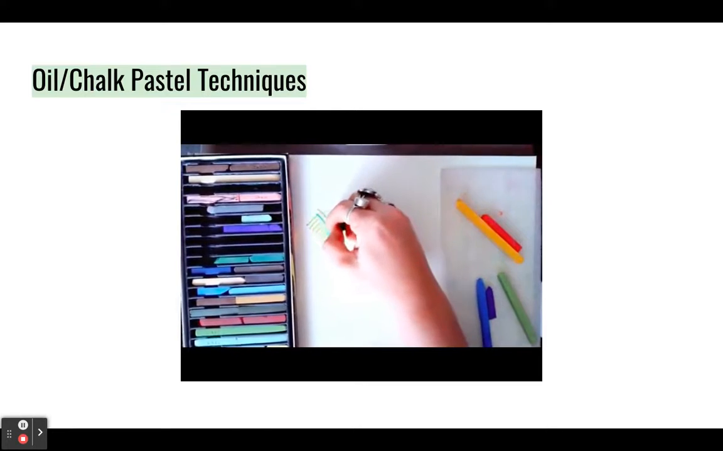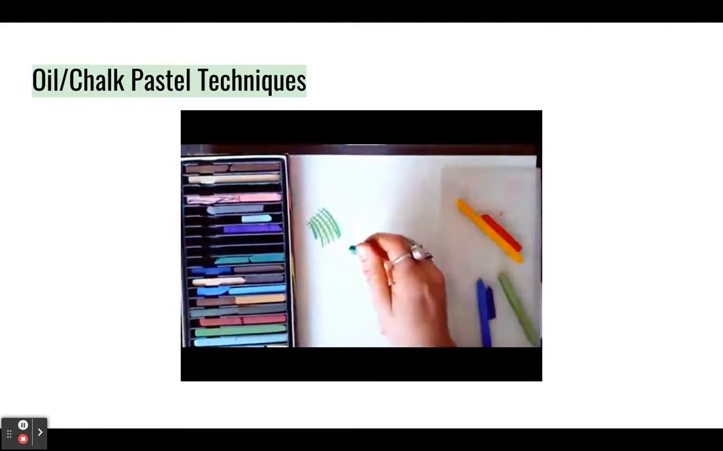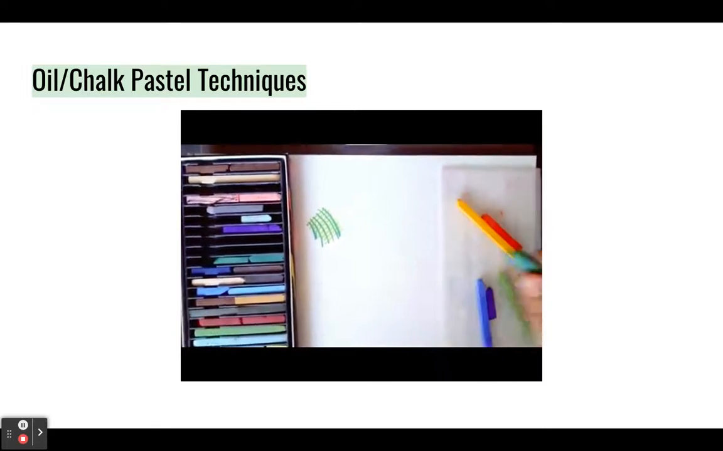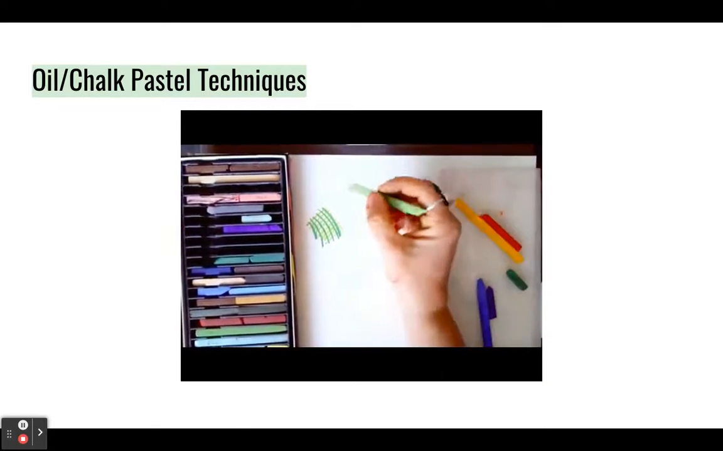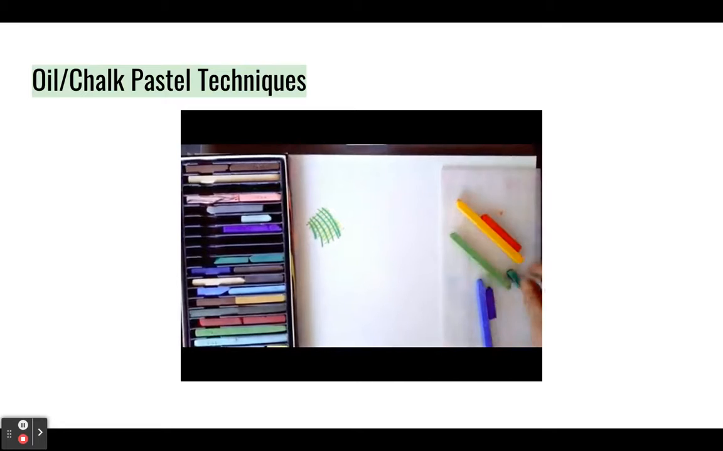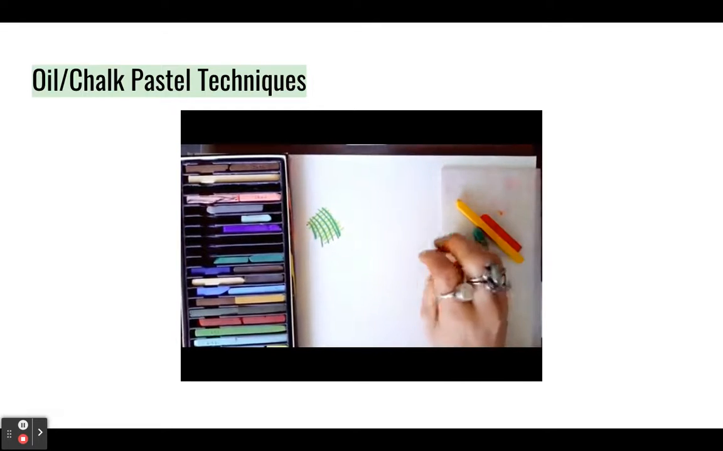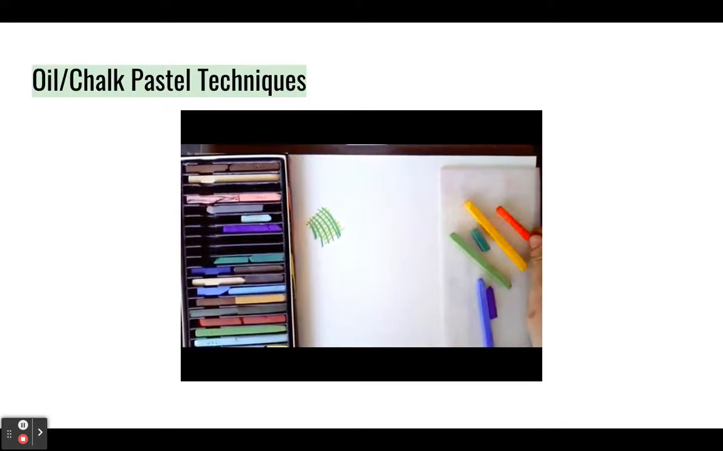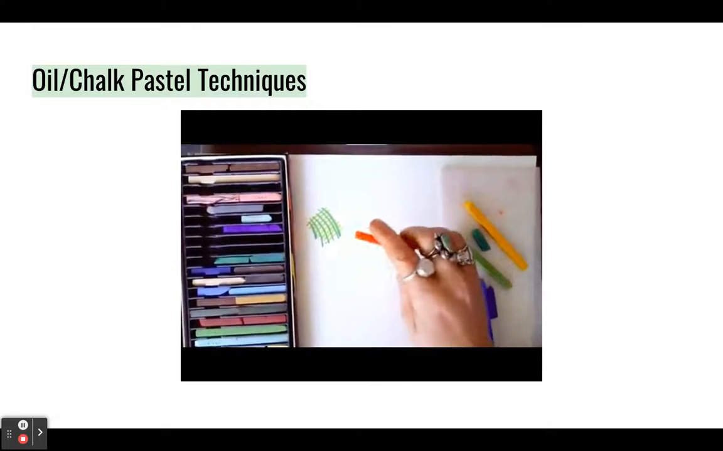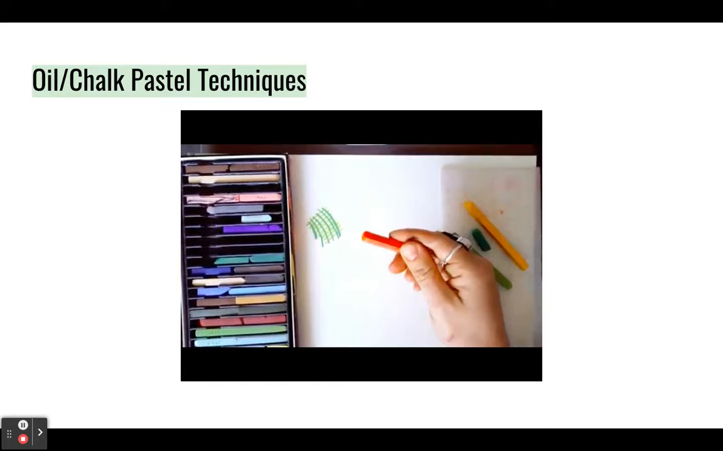So just doing the same thing with hatching, but you're adding an extra layer of almost like a grid on your paper. Okay, you can cross hatch and hatch with the same color, or you can use different colors. It's up to you.